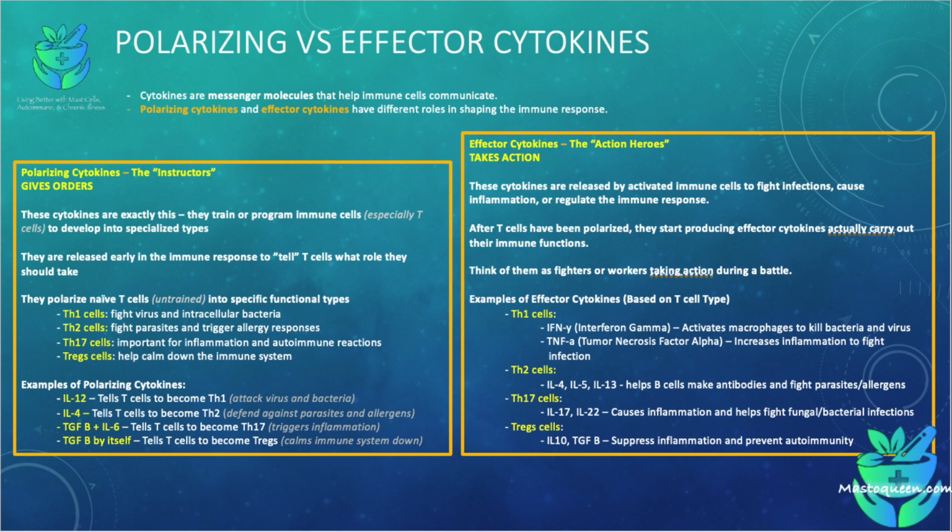Examples of effector cytokines based on T cell type. Th1 is interferon gamma, which activates macrophages to kill bacteria and viruses. Tumor necrosis factor alpha increases inflammation to fight infection. With the Th2 cells, interleukin 4, 5, and 13 help B cells make antibodies and fight parasites and allergens. Th17 cells, interleukin 17 and 22, cause inflammation and help fight fungal and bacterial infections. And with T regulatory cells, interleukin 10 and tumor growth factor beta suppress inflammation and prevent autoimmunity.